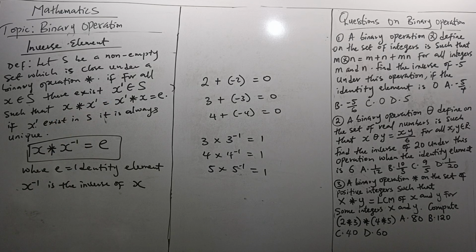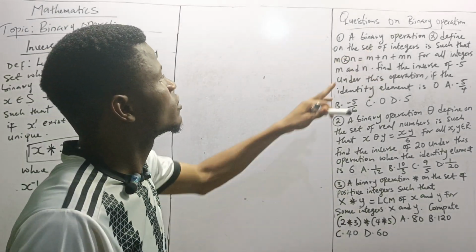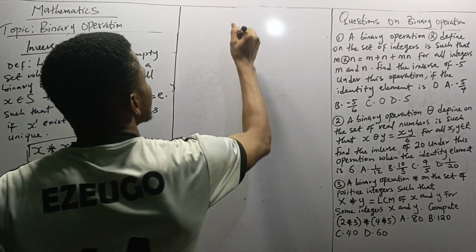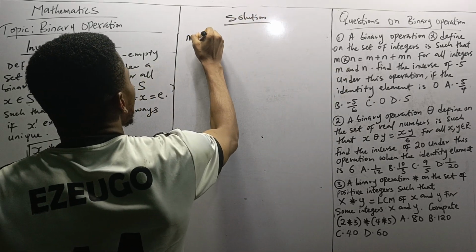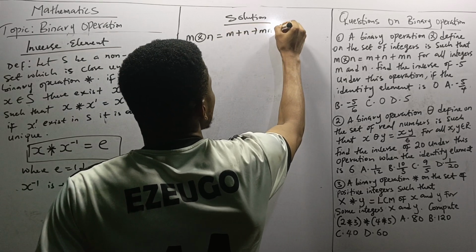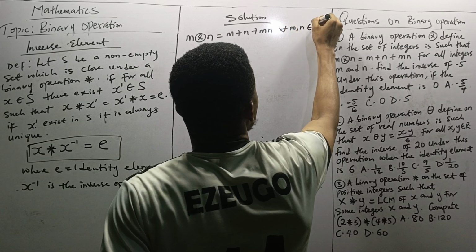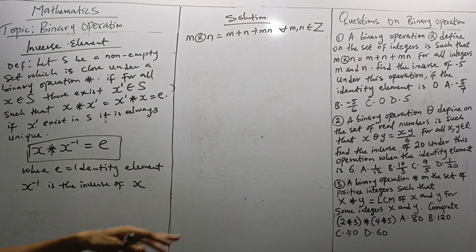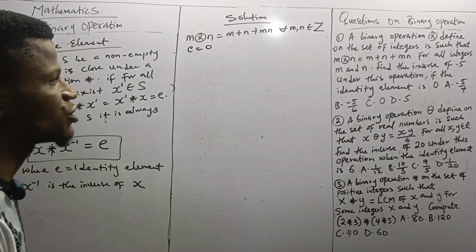All right. So let's take an example here. So what does it say? It says a binary operation is defined on the set of integers such that m combined with n will always give us m plus n plus mn for all integers m and n. So m and n are coming from the integers. Right? So they say the identity element is 0. They have already given us the value of the identity element, e as 0, right?